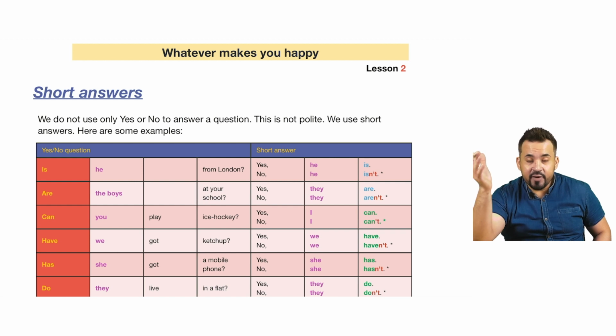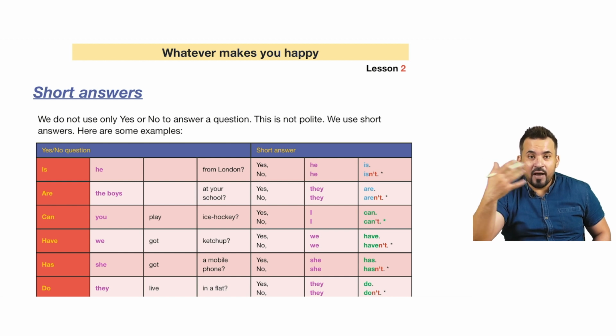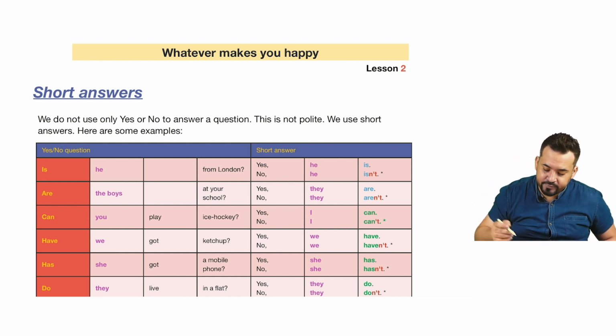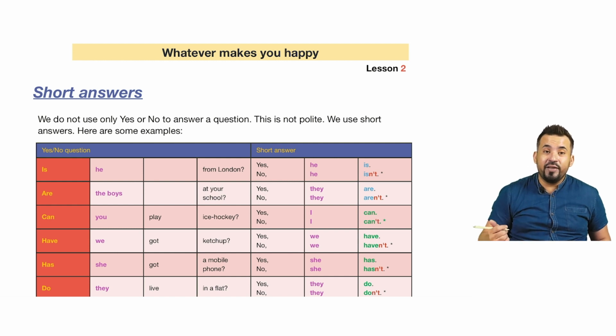Has she got a mobile phone? Yes, she has. Or no, she hasn't. All right. Do they live in a flat? Yes, they do. Or no, they don't.